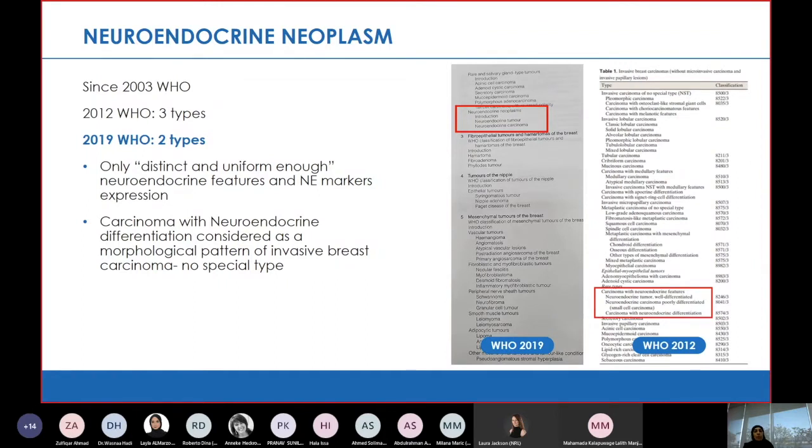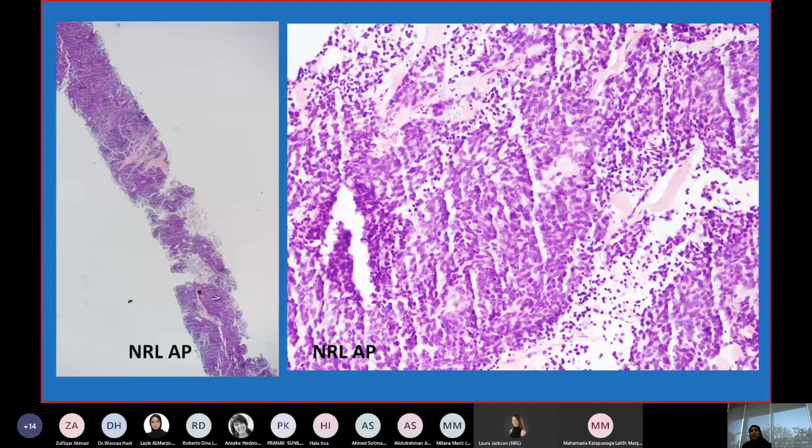And then what we used to call a carcinoma with neuroendocrine differentiation has again been moved and considered a morphological pattern under invasive breast carcinoma, no special type. So I will show you just one of the cases that came to our lab, just an example of cases where we call a neuroendocrine neoplasm.